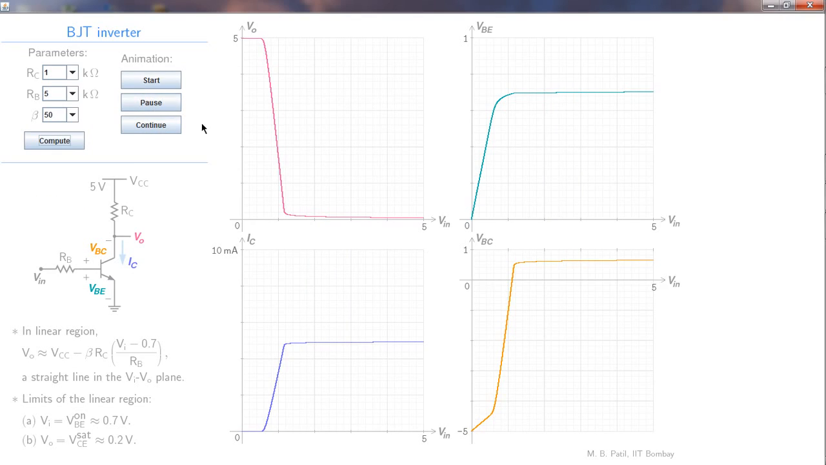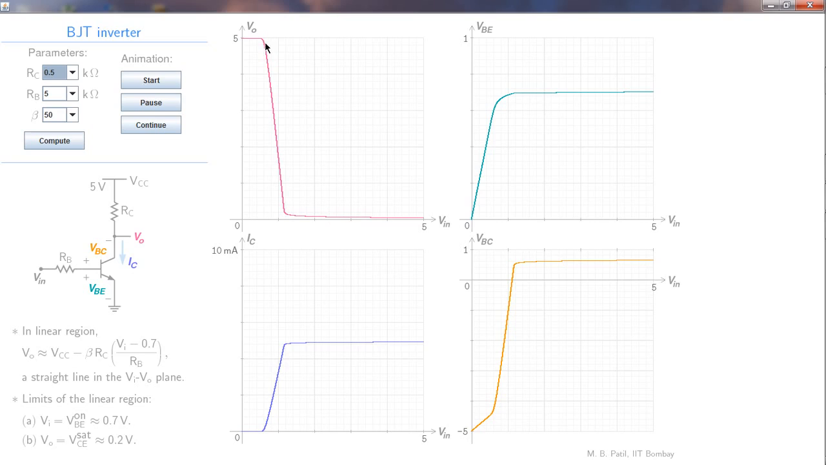Let us now look at the effect of RC, RB and beta on these curves. For example, if we change RC from 1 to 0.5, what do we expect? Will this part change? That will not change, because that depends only on the on voltage of the base emitter diode. How about this part? Even that will not change, because that is simply VCE sat for the transistor.